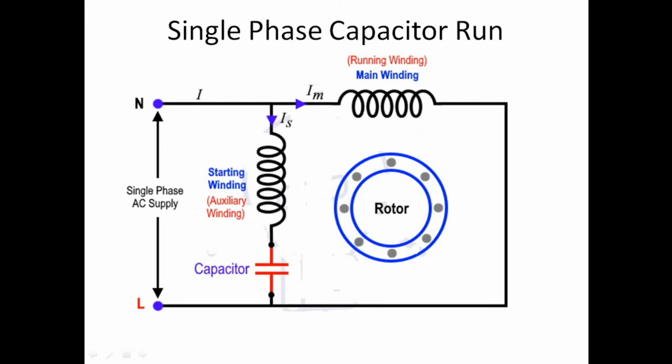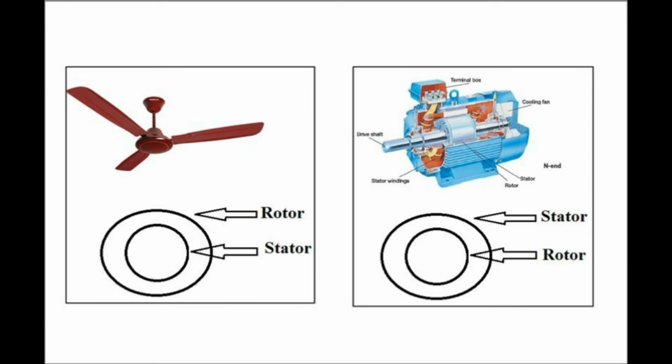If you see the construction in a ceiling fan, the rotor is placed outside and the stator is placed inside. Whereas in the case of the same type of single phase capacitor run induction motor as well as other types of induction motor, the rotor is always inside and the stator is always outside. This is the main difference. Let us see the reason for which the rotor is placed outside in a ceiling fan.